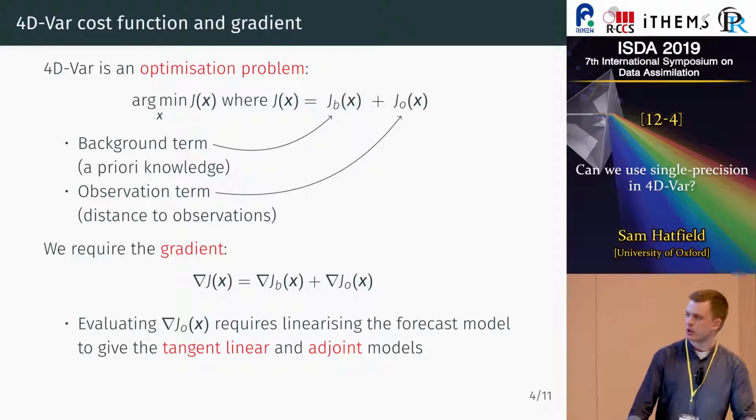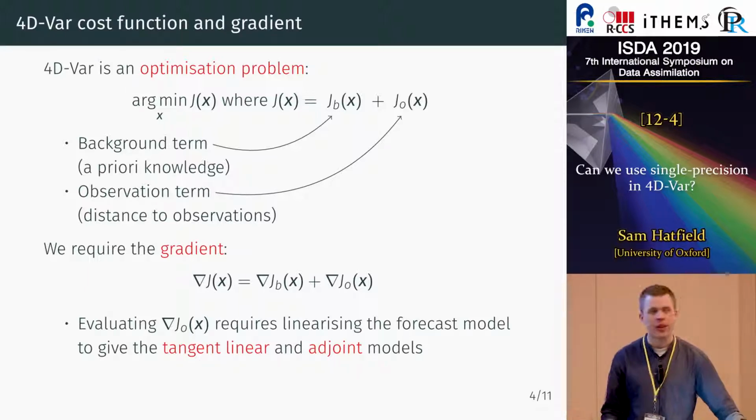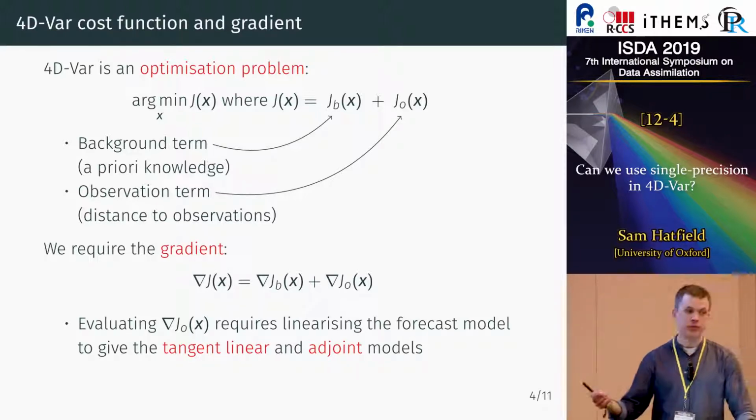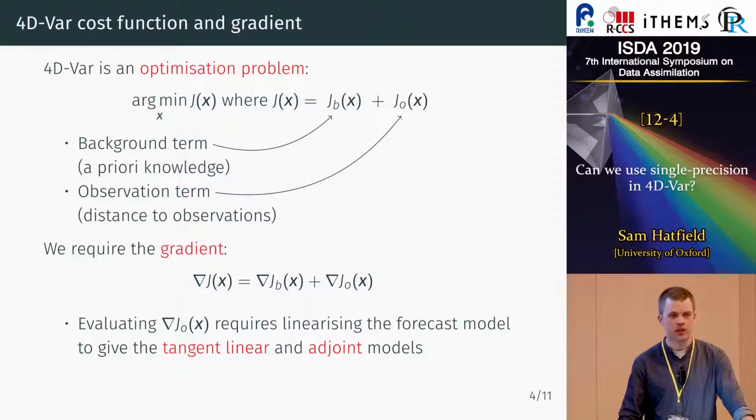And I would like to propose that we use single precision arithmetic to lower the computational cost of these two models. And anyone who's written one of these from scratch will tell you that they'd end up being 2 or 3 times longer just in terms of lines of code. And then they end up dominating the computational costs of 4D-Var typically.